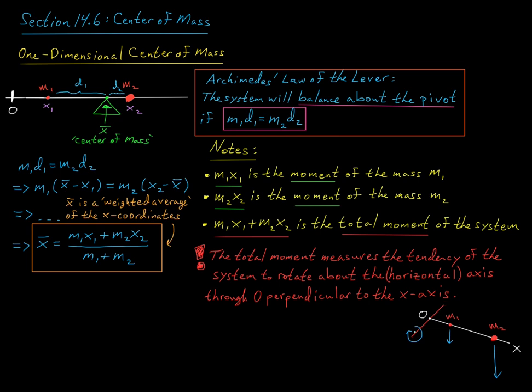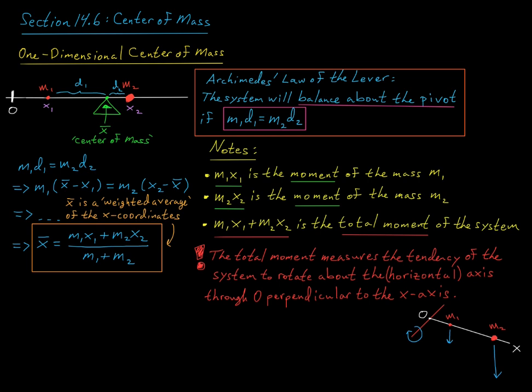So this axis in red and our x-axis lie in a horizontal plane, and due to the force of gravitation, each one of these masses is going to give rise to a certain rotational tendency of the system about this red perpendicular axis. And this total moment here is really measuring the total rotational tendency of the system.